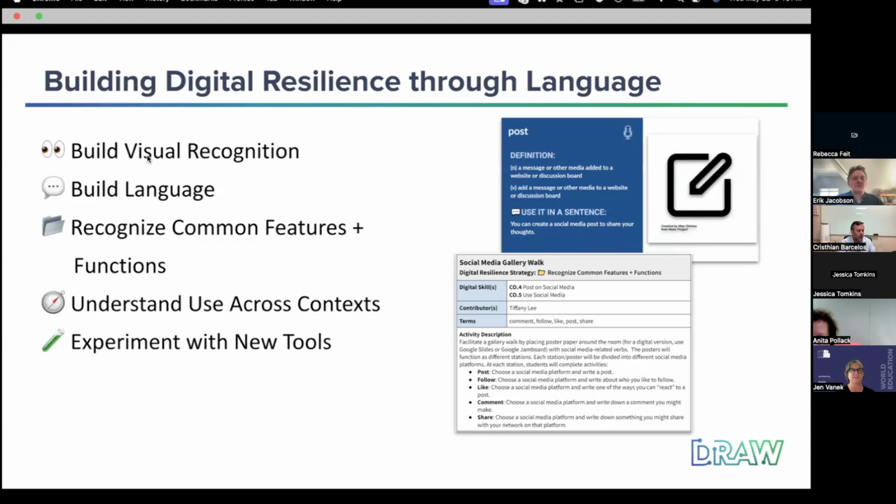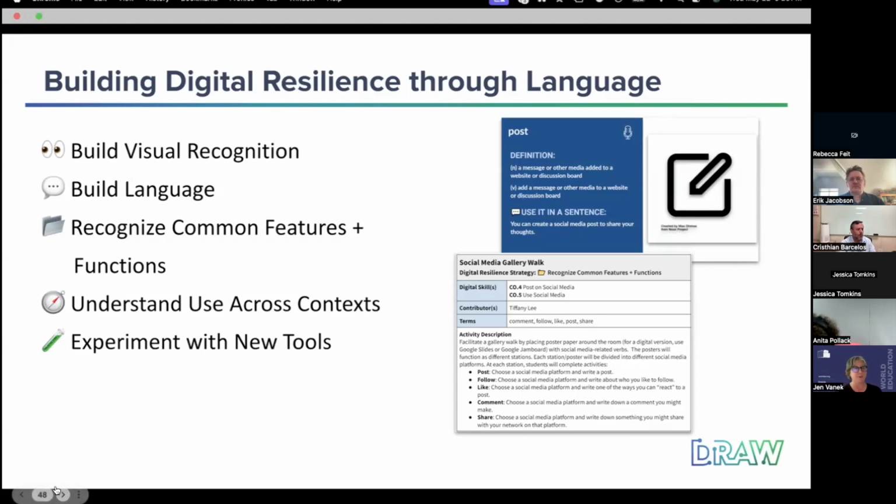So the activities that we included are geared toward building visual recognition of the word, building language, recognizing common features of the word, understanding how the word could be used across contexts, and then just pushing the learners to experiment with these new tools.